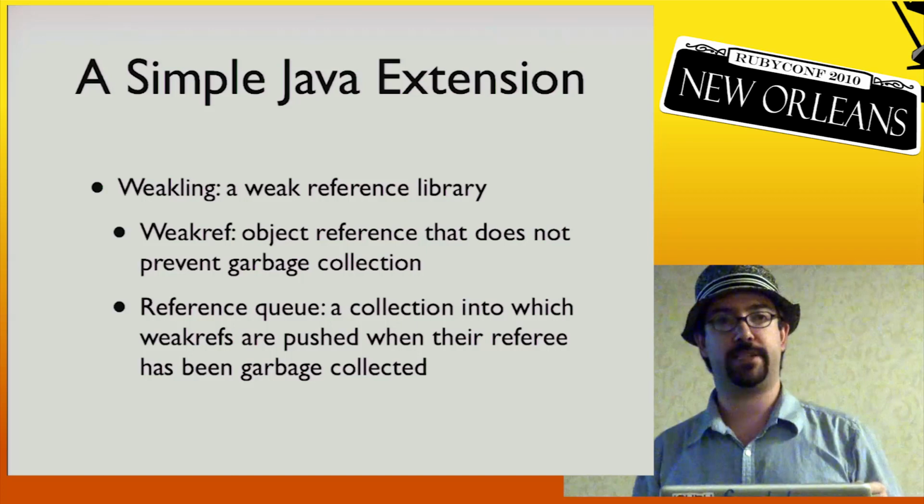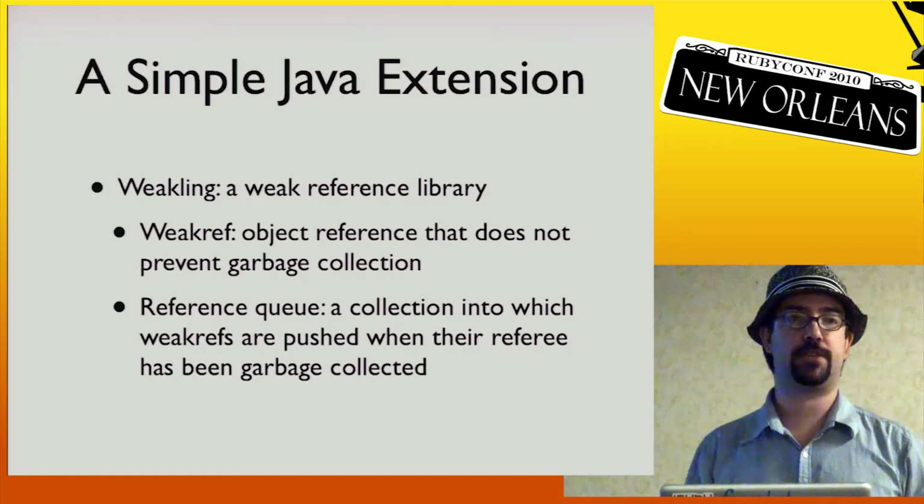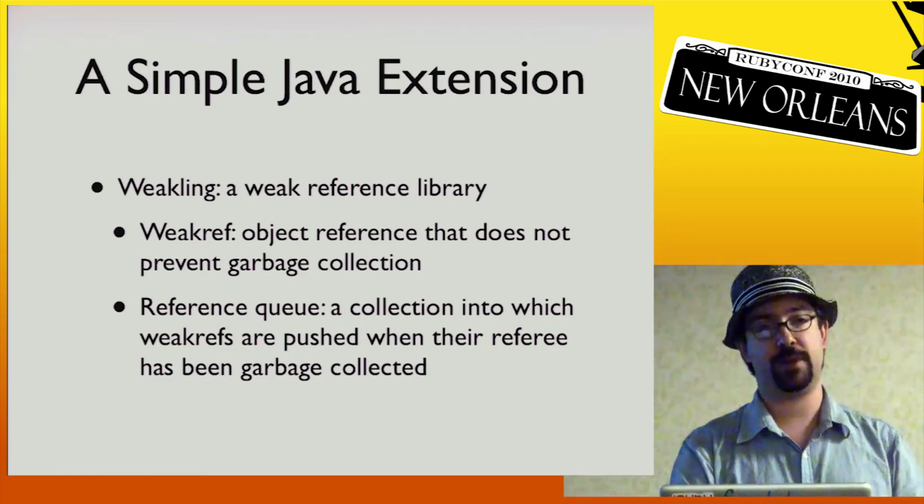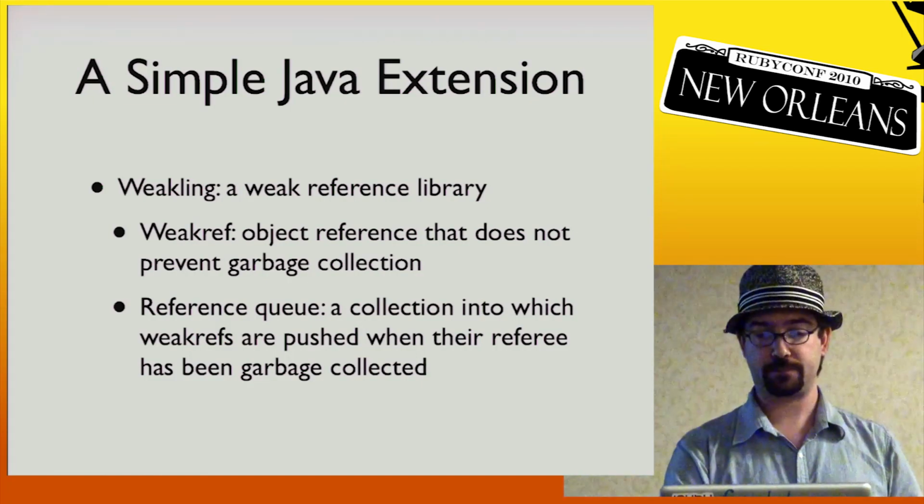It's much more difficult to implement weak collections without something like a reference queue. It's something that really is missing in regular Ruby. And there are some people that are going to implement this for C Ruby as well.